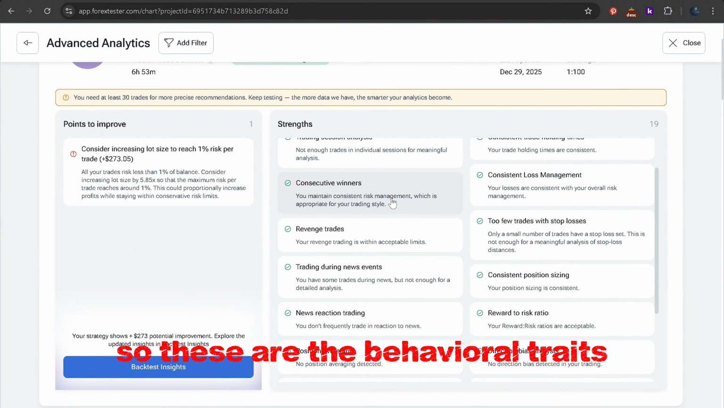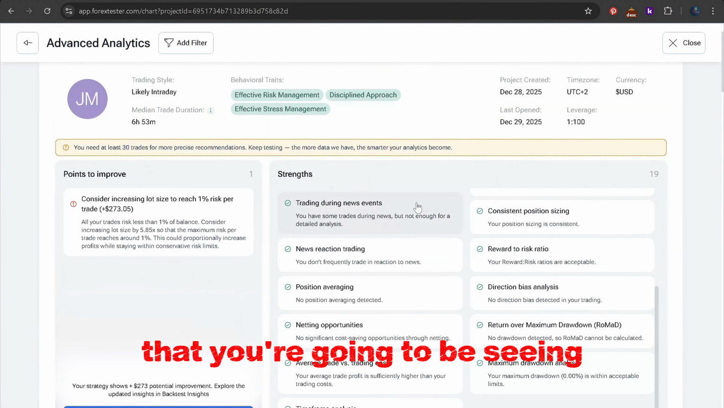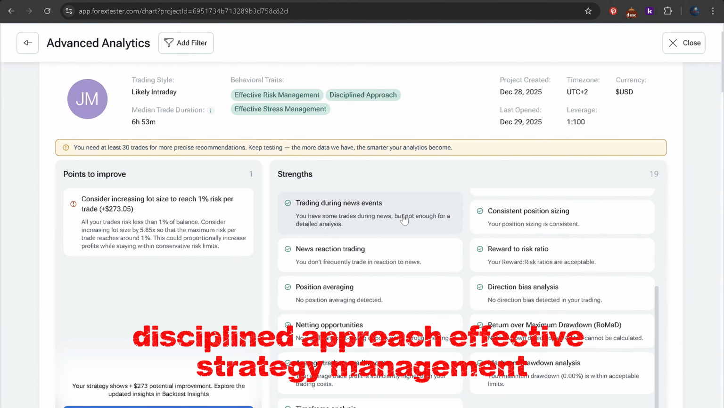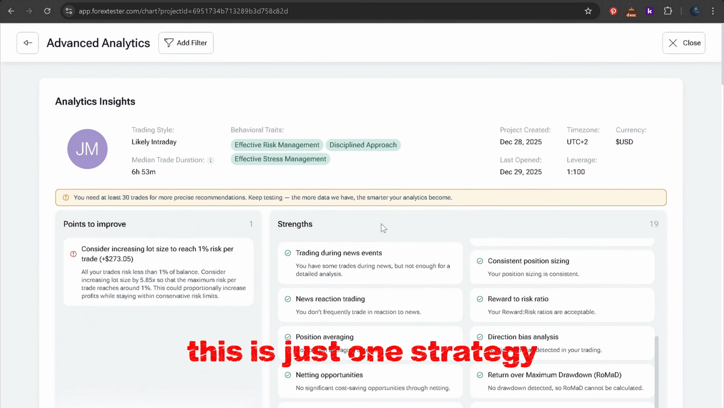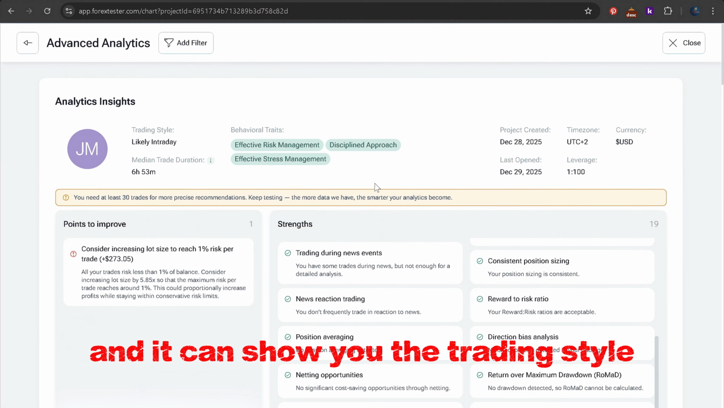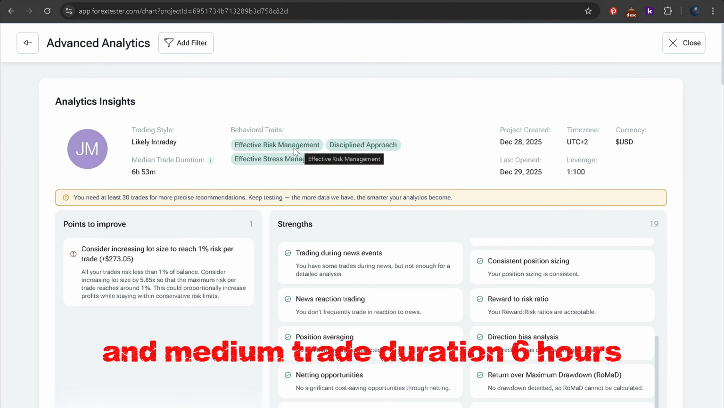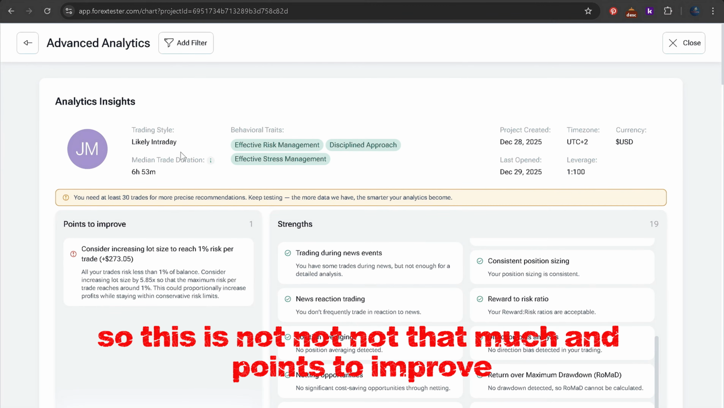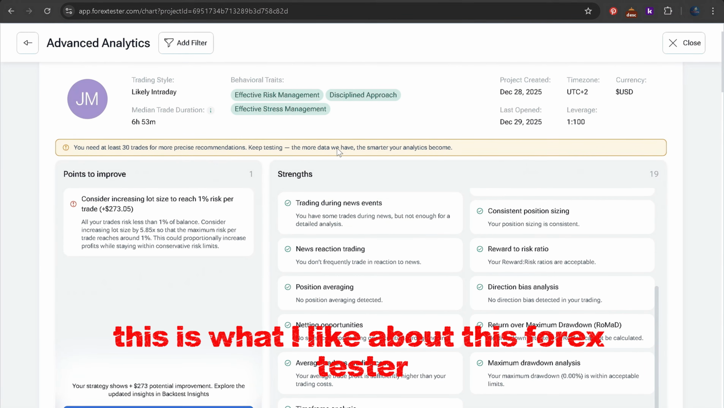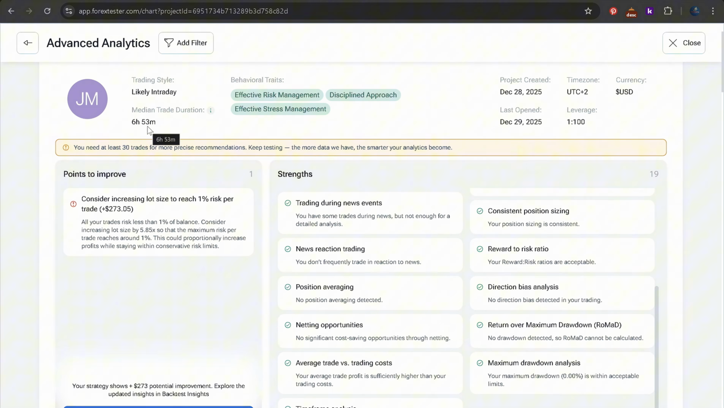So these are the behavioral traits that you're going to be seeing: effective risk management, disciplined approach, effective strategy management. This is just one strategy, and it can show you the trading style, likely intraday, and it is intraday, right? And median trade duration 6 hours. So this is not that much. And points to improve. This is what I like about this Forex Tester.